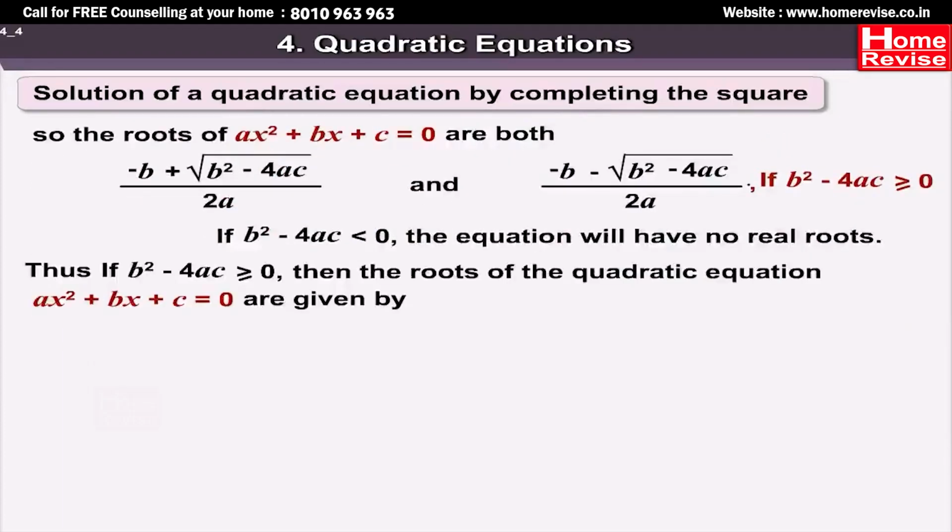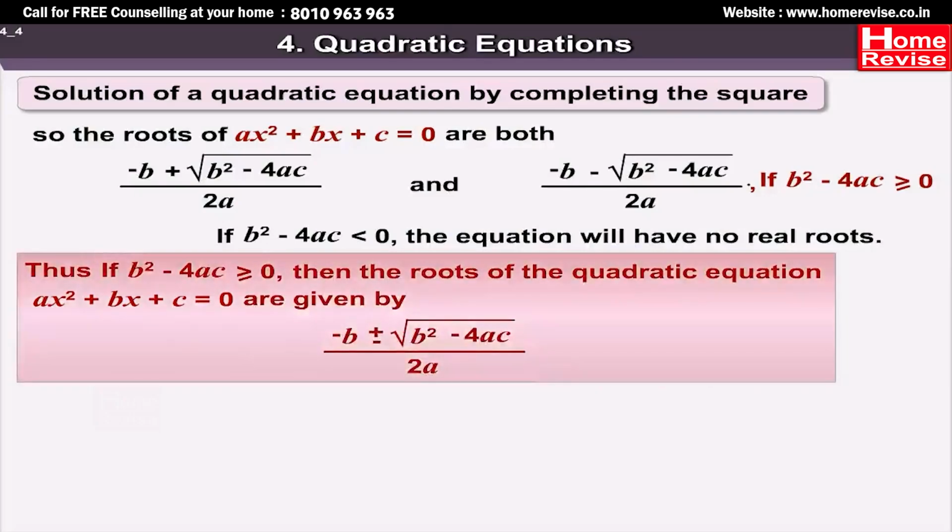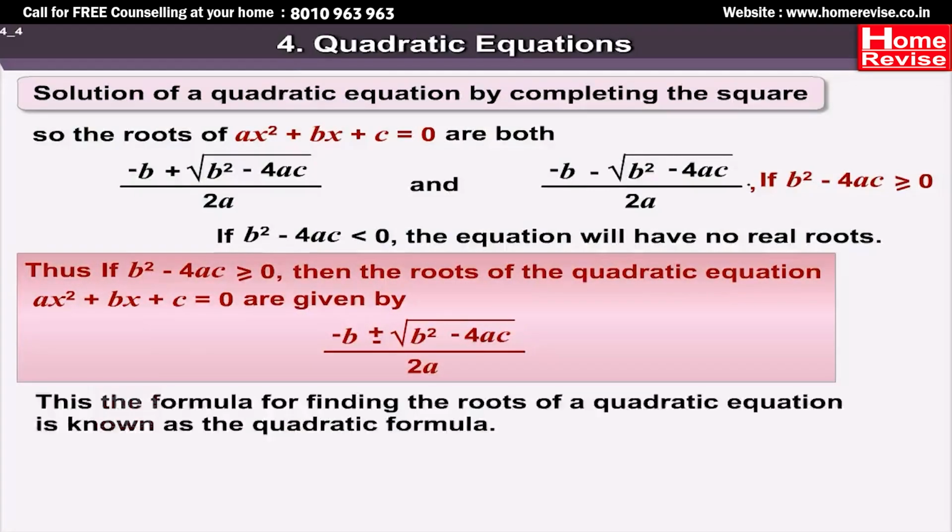Thus, if b squared minus 4ac is greater than or equal to 0, then the roots of the quadratic equation ax squared plus bx plus c is equal to 0 are given by minus b plus or minus square root of b squared minus 4ac upon 2a. This is the formula for finding the roots of a quadratic equation and is known as the quadratic formula.